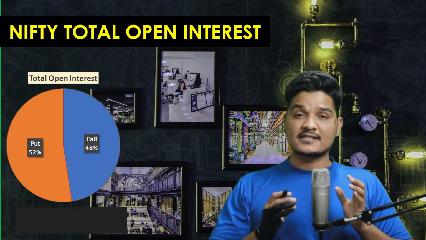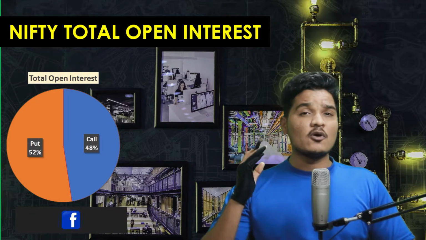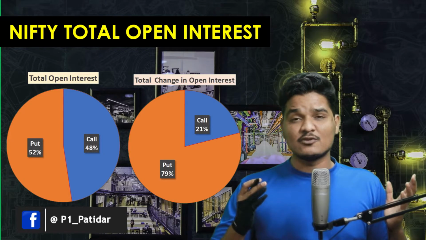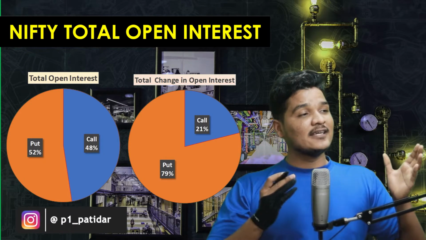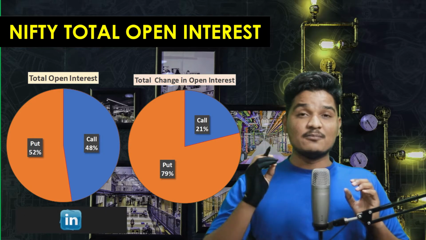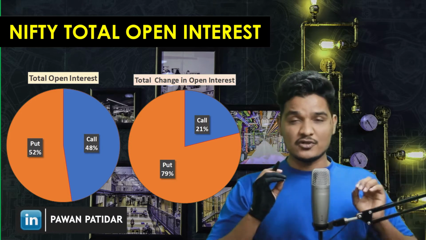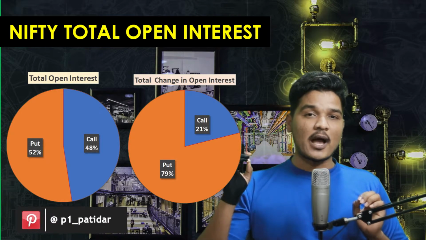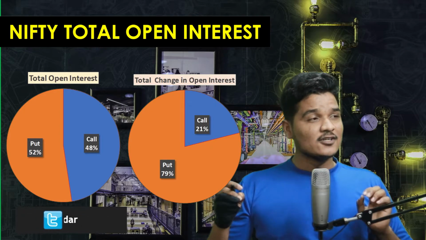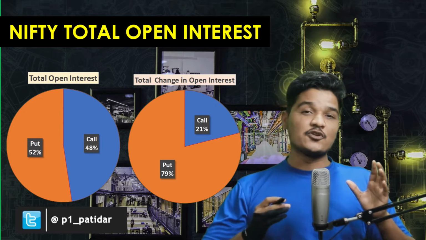Well, total open interest says the weekly picture. What about today's market? If you see the total change in OI, which says today's picture, then here also 79% bullishness was in the market. So it indicates today's picture, and it also indicates what is going to happen in tomorrow's market. So it is indicating that Nifty is going to be bullish tomorrow.